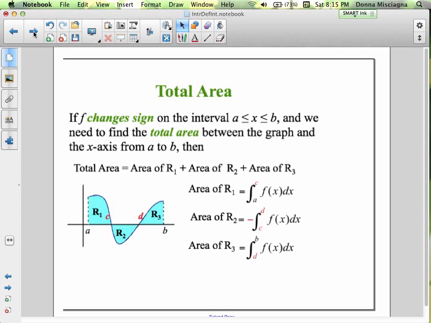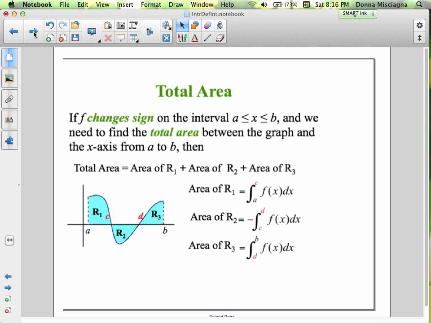So the area of R1 from A to C would be the integral of f of x dx. The area of R2 from C to D, f of x dx, would be a negative area. If we take the opposite of that and add it in instead of subtracting it, then we can add that area in. And then the area of R3 from D to B, f of x dx, would be R3.